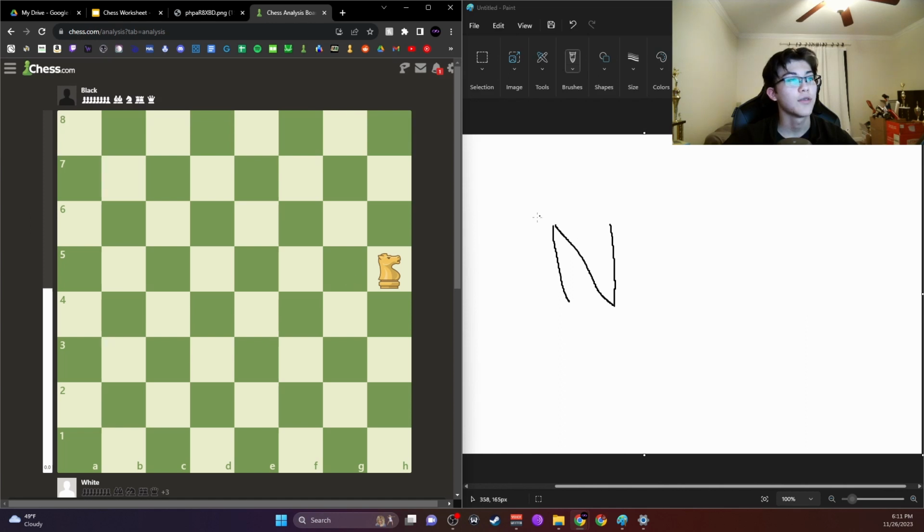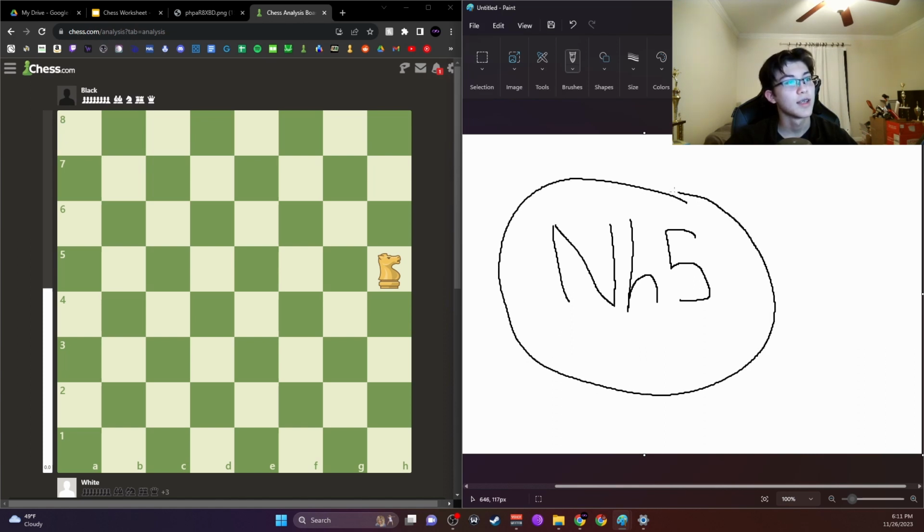So after the n, we have to check, is it capturing anything? And it didn't, so we're not going to write the x. After the x is going to be the square. So h5 is the square, so we'd write h5. And now we have to see, is the knight giving check? Is it giving checkmate? And in this situation, there is no king to check or give checkmate to. So we wouldn't write the notation for those. So our final notation for this is nh5, or knight goes to h5.